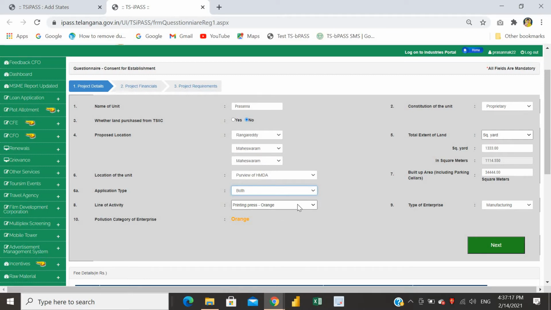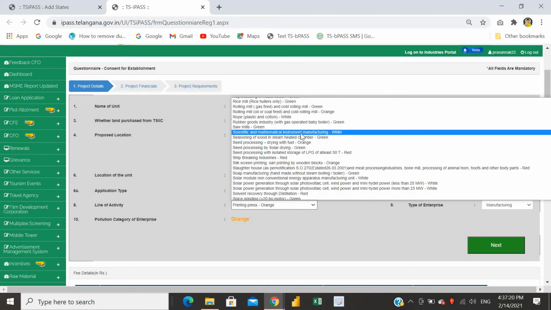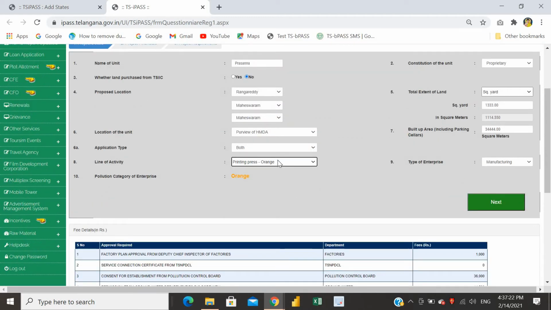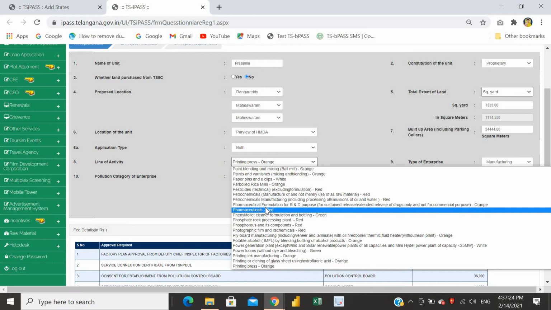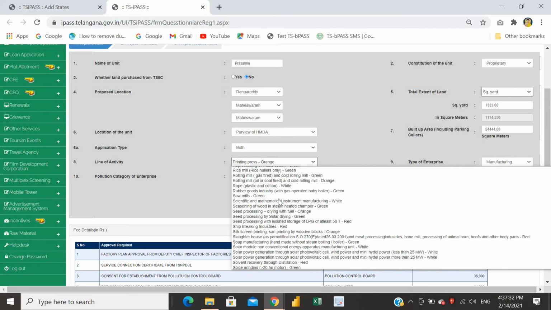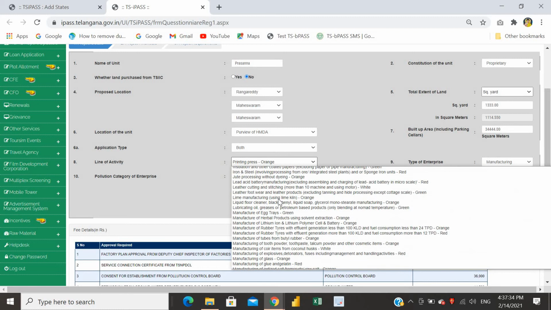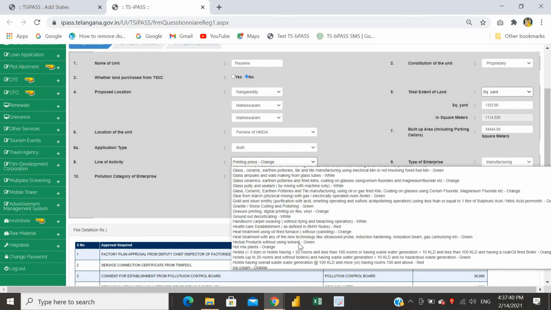So I am selecting one line of activity. All these lines of activities are from the CPCB list, that is the Central Pollution Control Board. They have given a long list where they have categorized each and every activity as green, red, orange and white. So I shall go with a red category industry now, or a white category, or orange category.